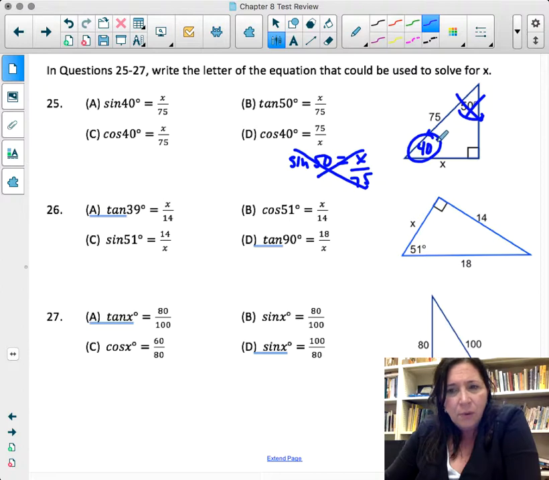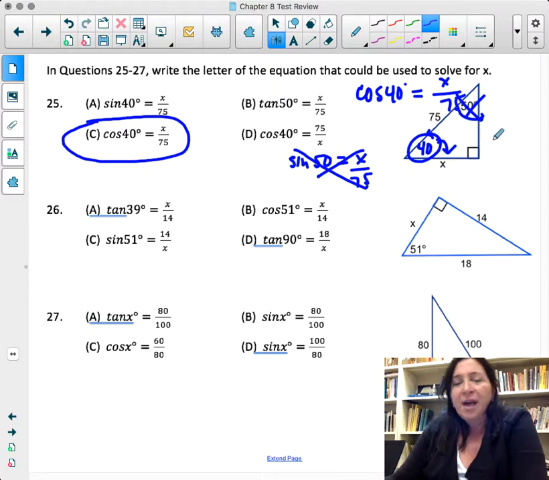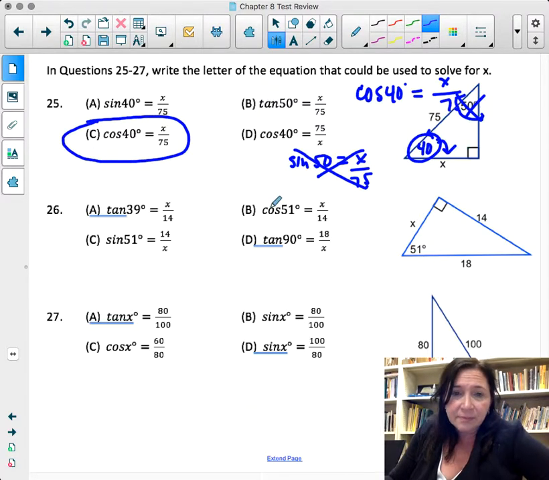So that being the case, this is now adjacent. So that means I'm going to use cosine. So cosine of 40 degrees equals adjacent over hypotenuse. Now, is that there? Cosine of 40 equals x over 75. There it is. So just be very careful. Those values aren't always going to be there.